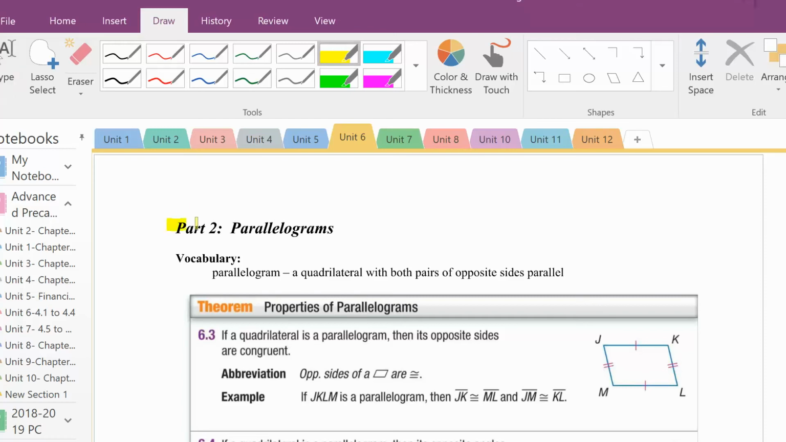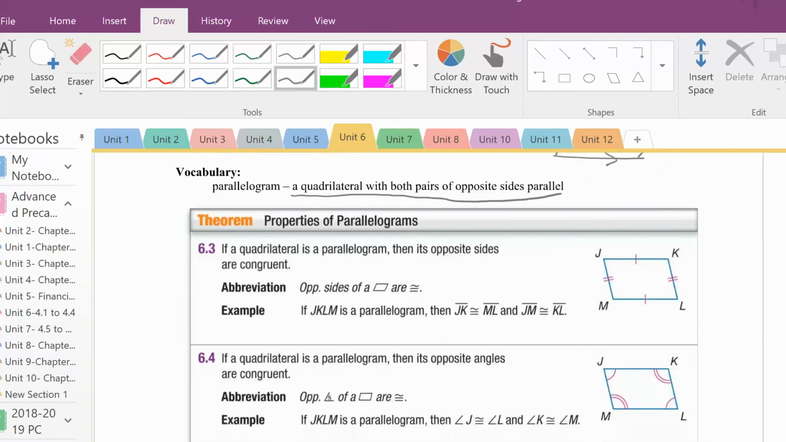We're going to be talking about parallelograms. Parallelograms are a type of quadrilateral. A parallelogram is a quadrilateral that has both pairs of opposite sides parallel. So you'll see a quadrilateral that has both pairs of opposite sides parallel to each other. That would make a quadrilateral a parallelogram.